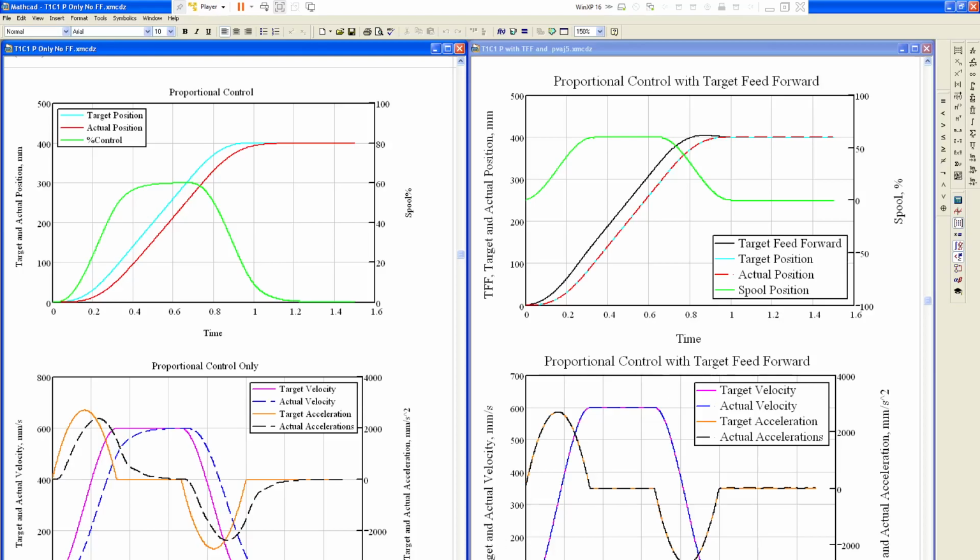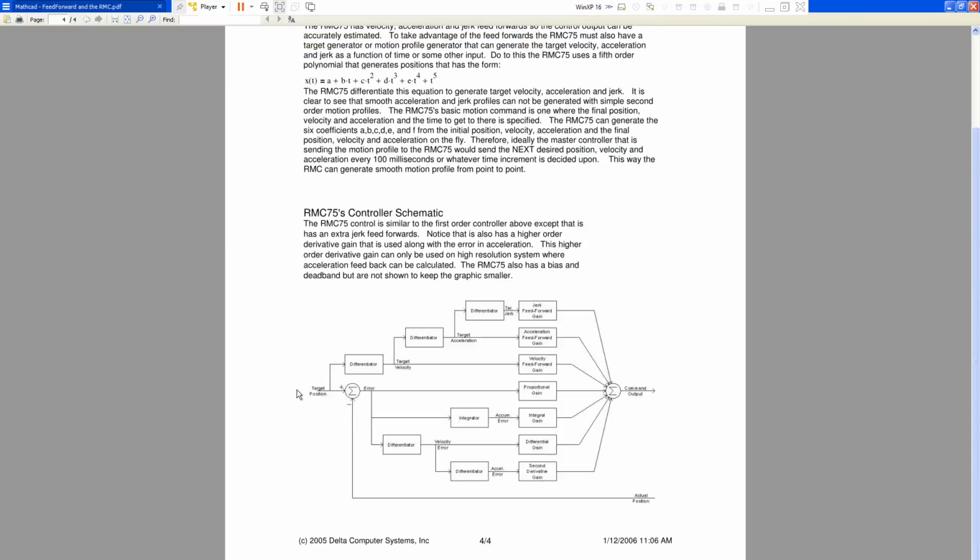The traditional feed forward works like this. You have a target position. And what you do is you differentiate that, you get a target velocity, then you differentiate that, you get a target acceleration, and then a target jerk, and you have a different gain, and you add that to the output from the closed loop part. So this is open loop, and this is closed loop.